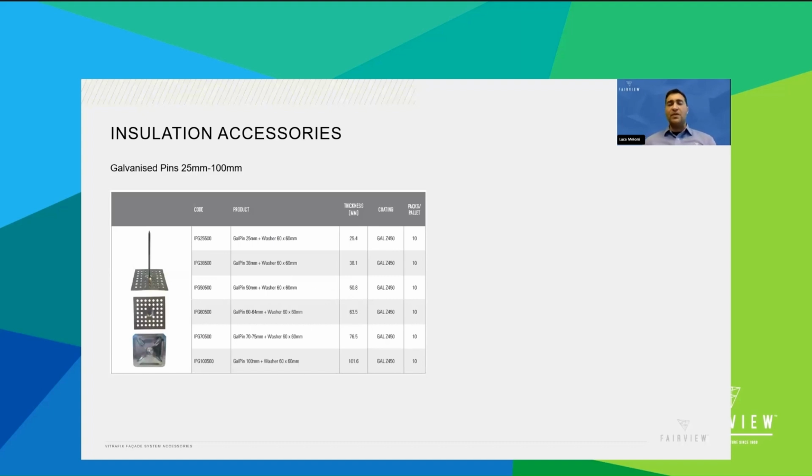In order to install this product on a wall build-up, Fairview can also supply fixings. So mechanically fixed slab into the wall, depending on the thickness, there are available sizes of the fixings to cover the insulation range.